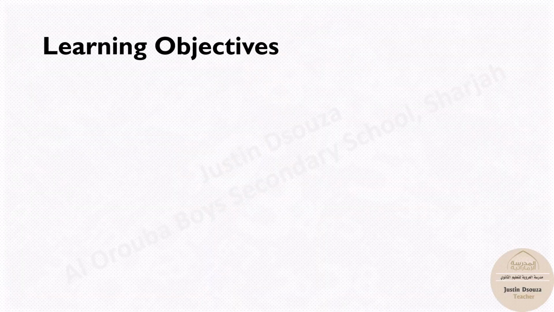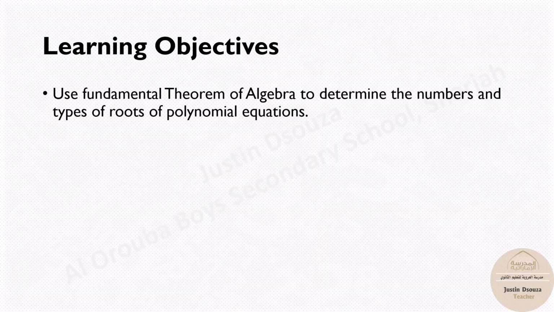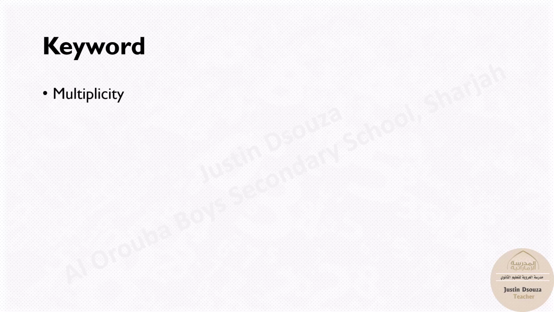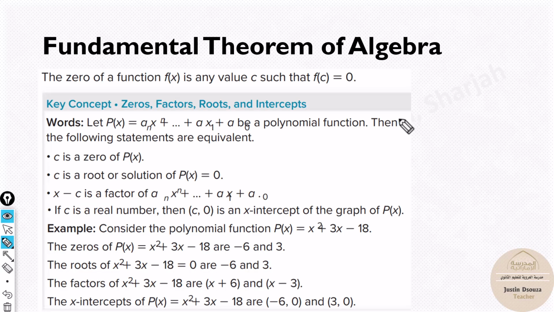The learning objectives of this lesson are: use the fundamental theorem of algebra to determine the numbers and types of roots of polynomial equations. Here it's not only the number, also the type of roots. That's an important thing. Say whether it's an imaginary root or real root, positive or negative. And we will also look into finding zeros and using zeros to graph polynomial functions. We will also try and write the equations just from graphs. The keyword is multiplicity.